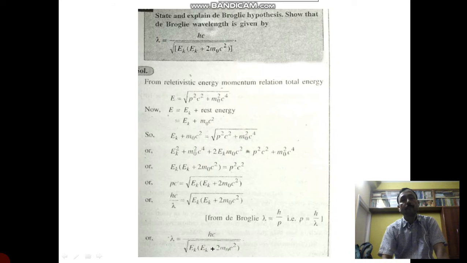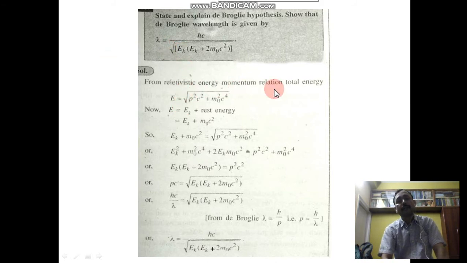Another problem: state and explain de Broglie hypothesis. Already we have discussed this in our previous lecture. Show that the de Broglie wavelength is given by lambda is equal to hc by root over Ek into Ek plus 2 m naught c square, where Ek is the kinetic energy.